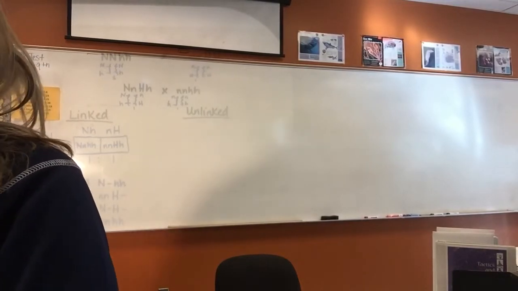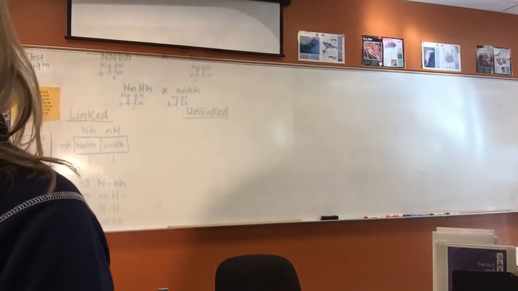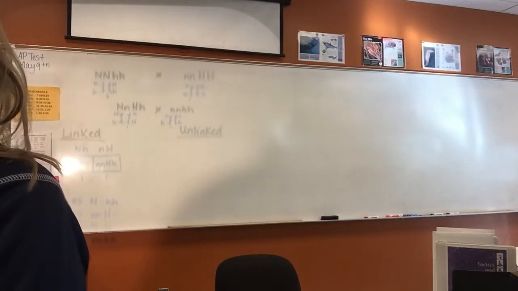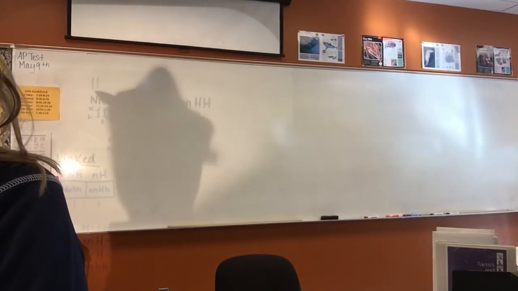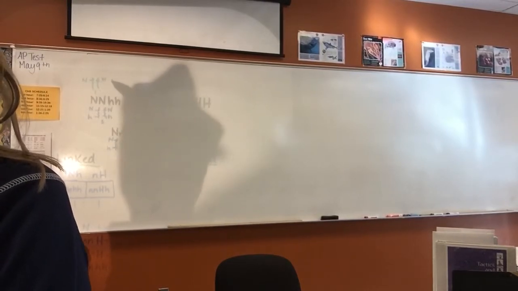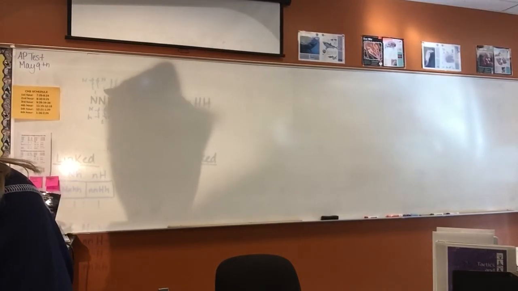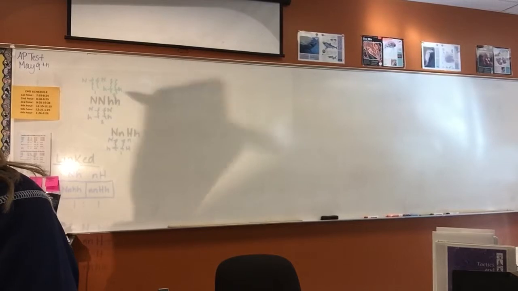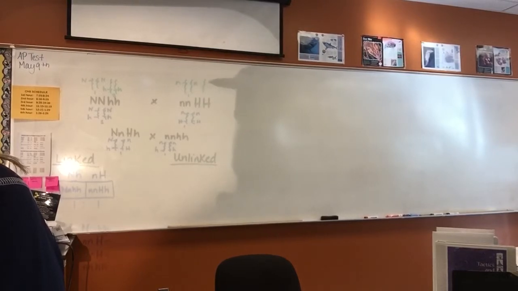So then if they're unlinked, let's look at if they're unlinked. I'll do this in a different color. So if this parent here, if the genes are unlinked, that means that they're on chromosome pair number 1, let's say, they're big N, big N. And unlinked means that the H's are on a different chromosome pair. So therefore, the H's are on, let's say, chromosome pair number 2. And then this parent is little n for chromosome number 1, and big H for chromosome pair number 2.